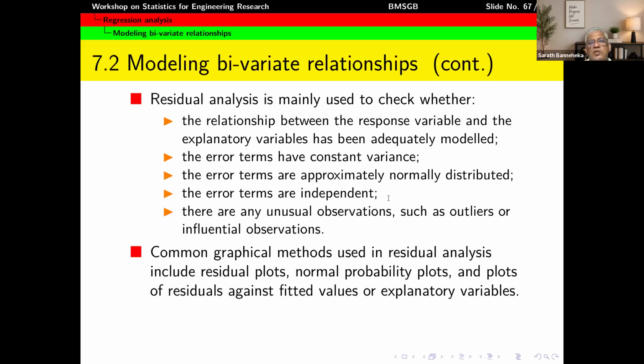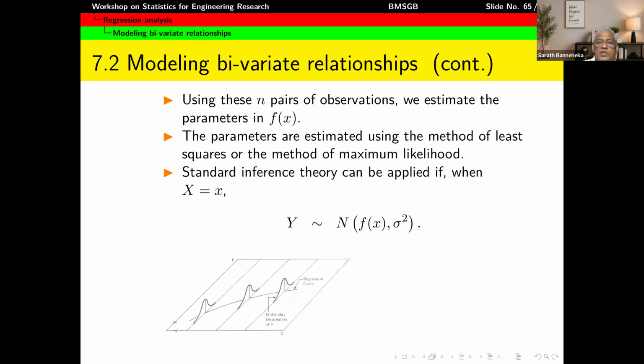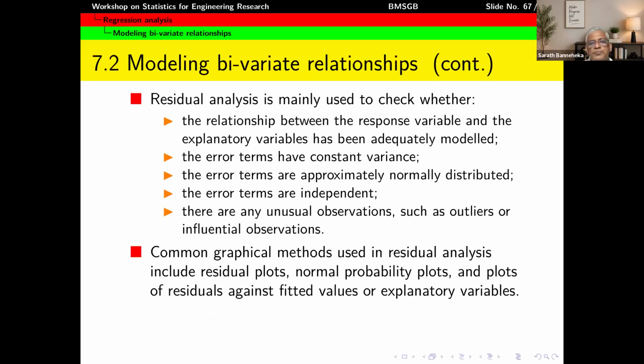And also error terms are approximately normally distributed, right? So we have an assumption that the errors are normally distributed. So when y is normally distributed with f(x) and variance sigma square, error will be normally distributed with mean 0 and variance sigma square. So whether the y's are normally distributed for a given x can be tested by looking at whether the residuals are normally distributed. Whether the error terms are independent.